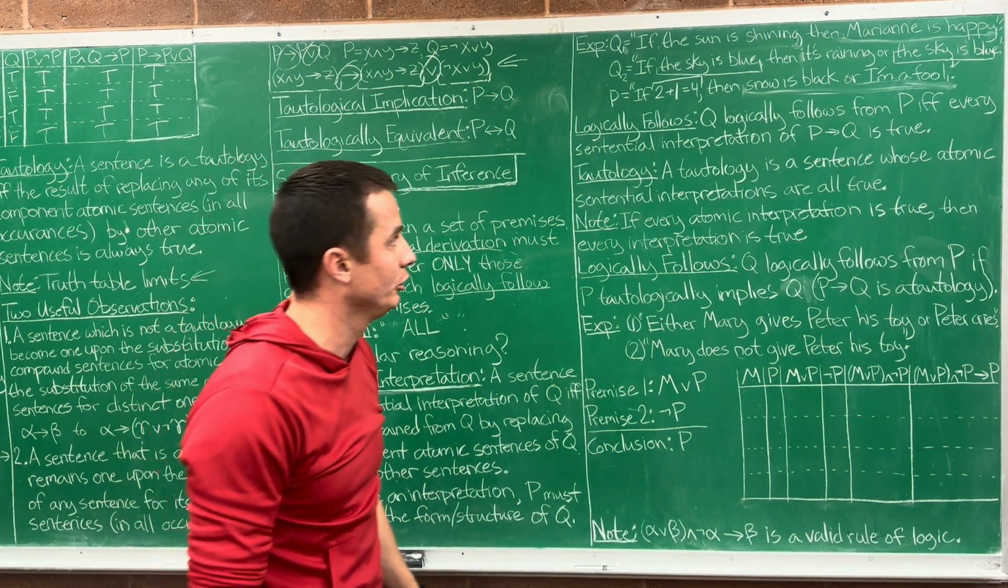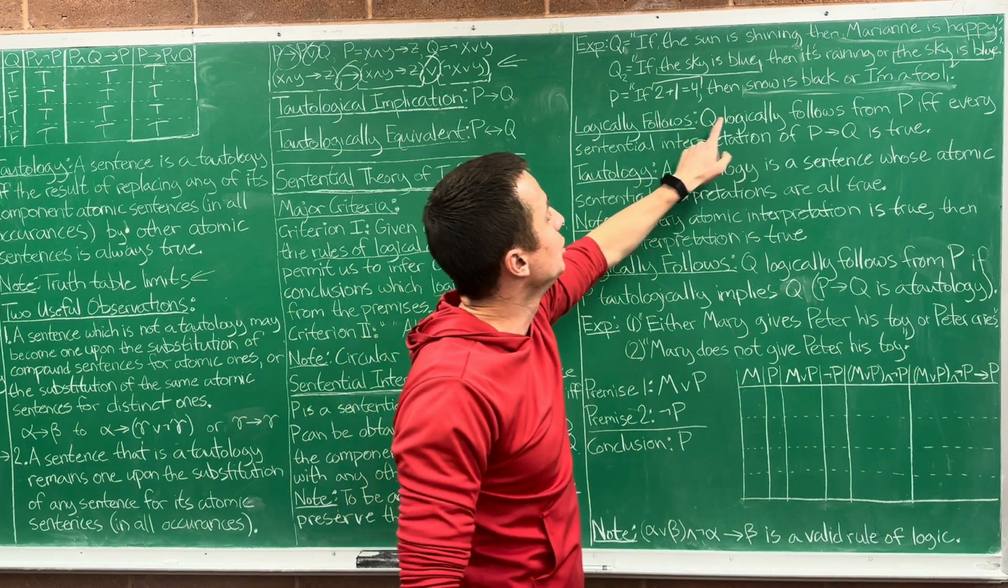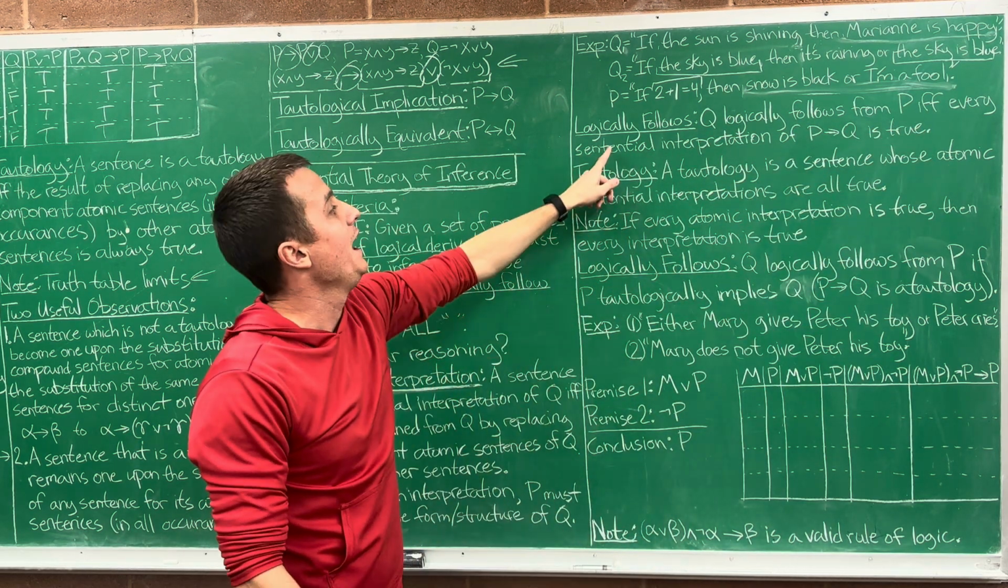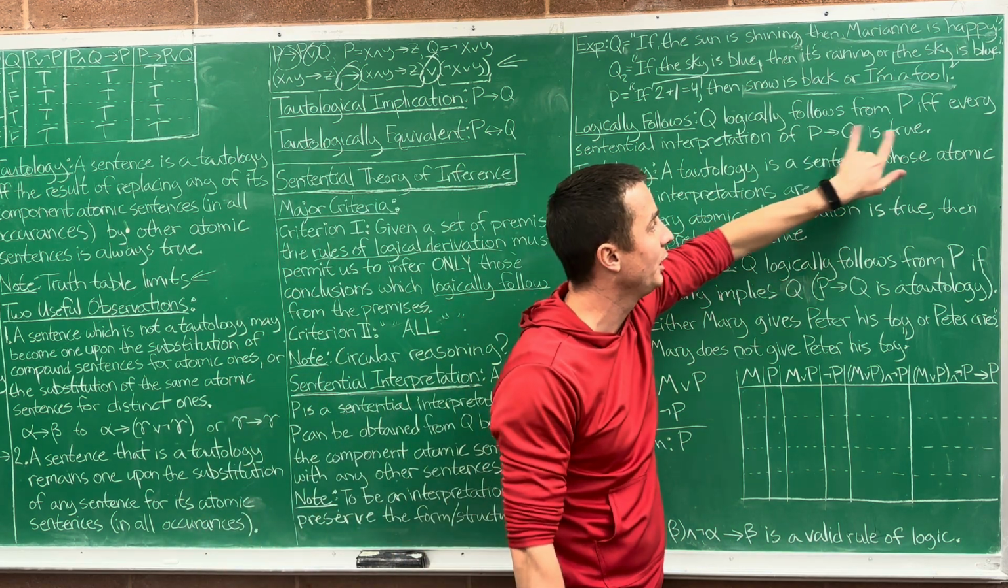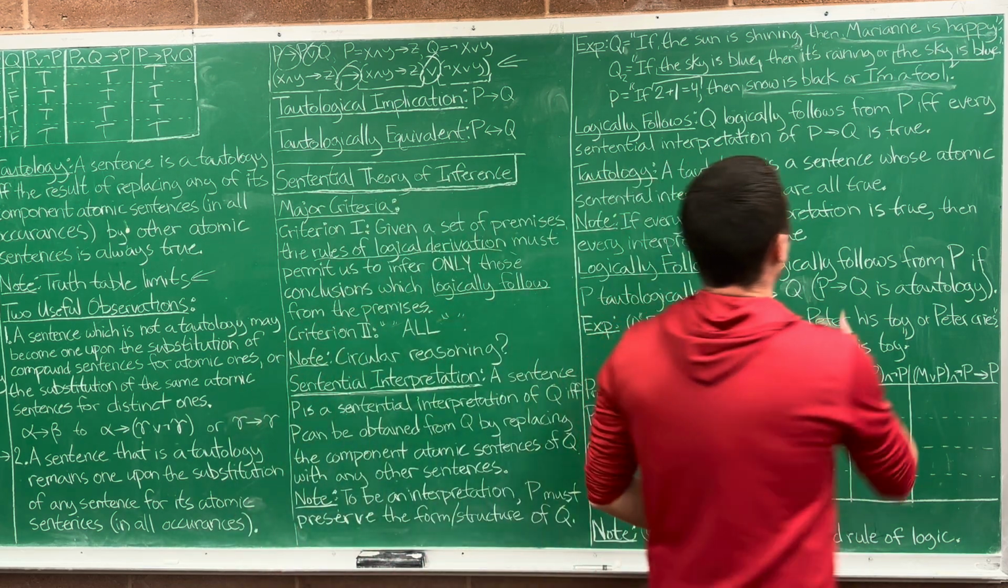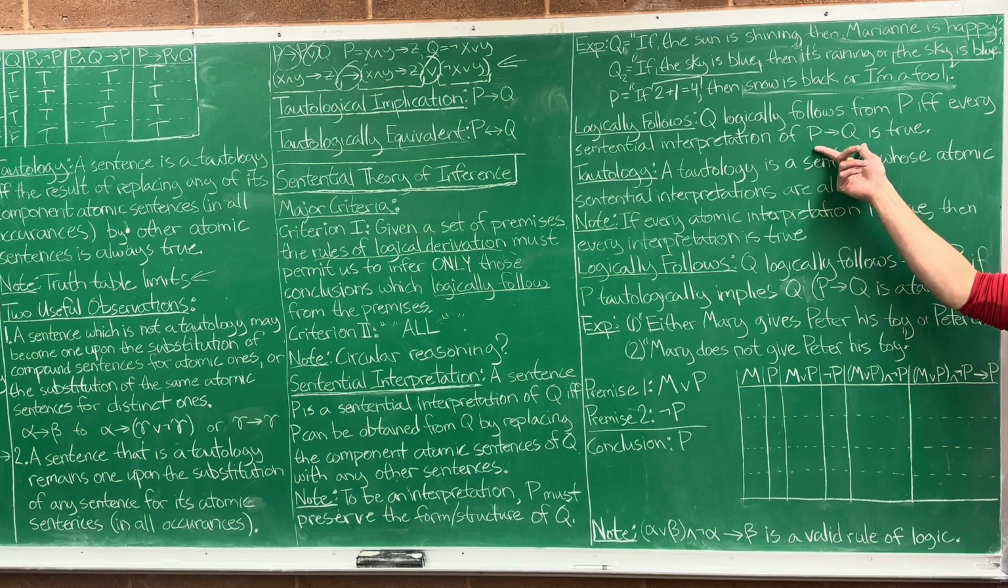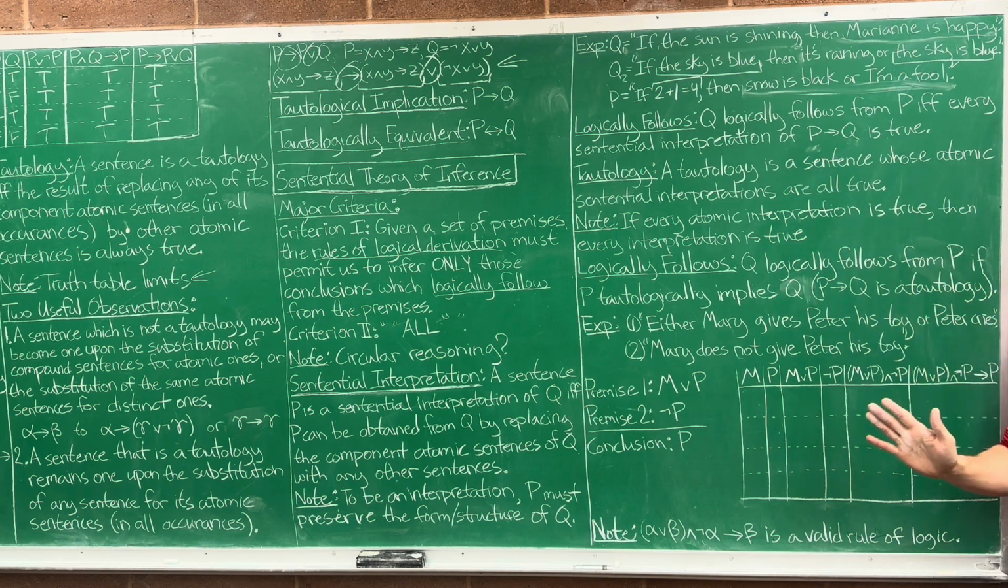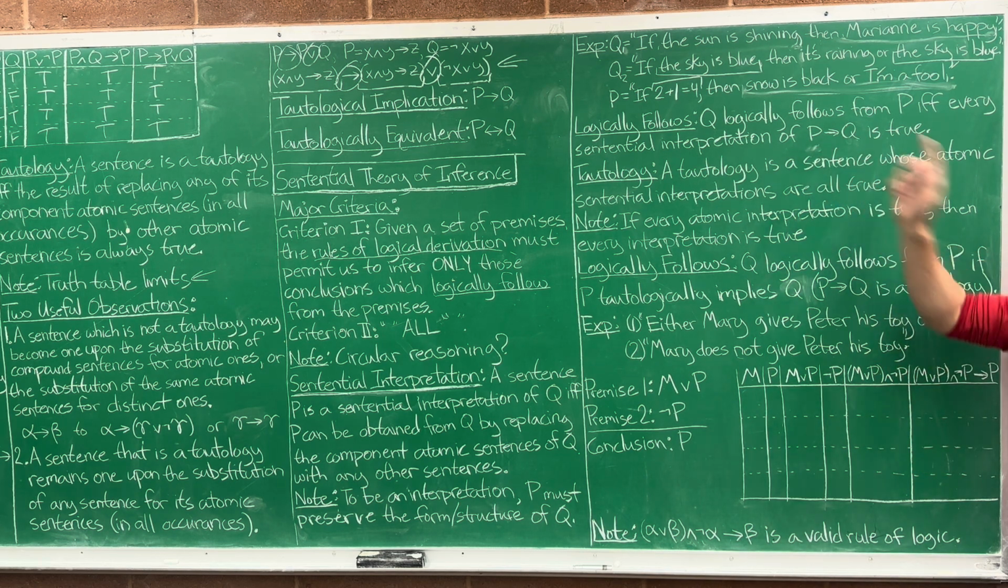Okay, so now we're ready for our notion of what it means to logically follow. Q logically follows from P if and only if every sentential interpretation of P implies Q is true. So we now have a notion of a sentential interpretation, and if every sentential interpretation of that is true, then Q logically follows from P. There is no interpretation you can find of this sentence that makes it false. No matter what sentence you replace P with and what sentence you replace Q with, if the whole result is still true, then we say Q logically follows from P.